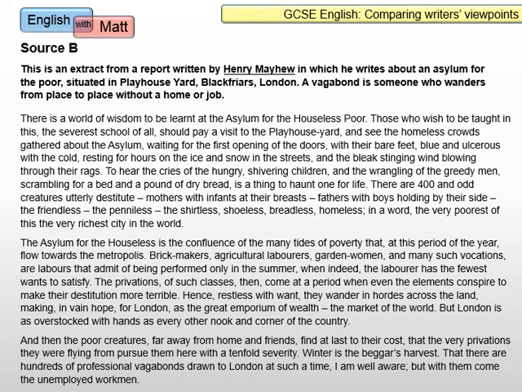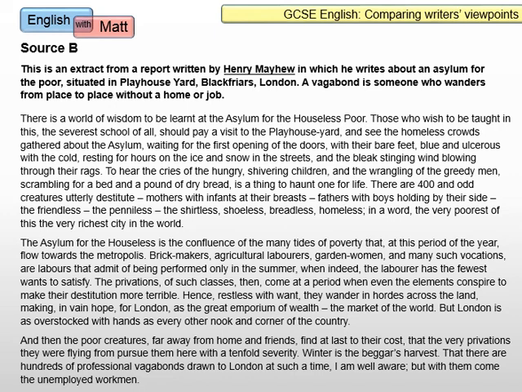to you. So Mayhew writes, "There is a world of wisdom to be learnt at the asylum for the houseless poor. Those who wish to be taught in this, the severest school of all, should pay a visit to the playhouse yard and see the homeless crowds gathered about the asylum, waiting for the first opening of the doors, with their bare feet, blue and ulcerous with the cold, resting for hours on the ice and snow in the streets, and the bleak stinging wind blowing through their rags.